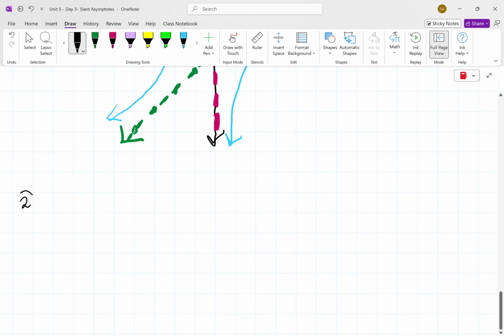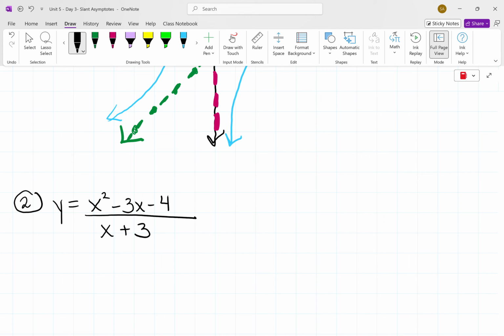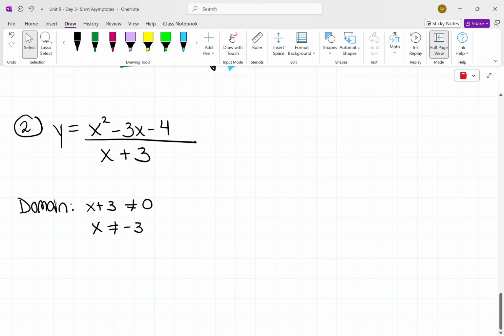This graph is going to be a little bit different. So here we have y equals x squared minus 3x minus 4 over x plus 3. So same thing we've been doing. We're looking for the domain first. So for the domain, we have to set the denominator equal to 0. So we're going to say x plus 3 cannot equal 0, so x cannot equal -3.